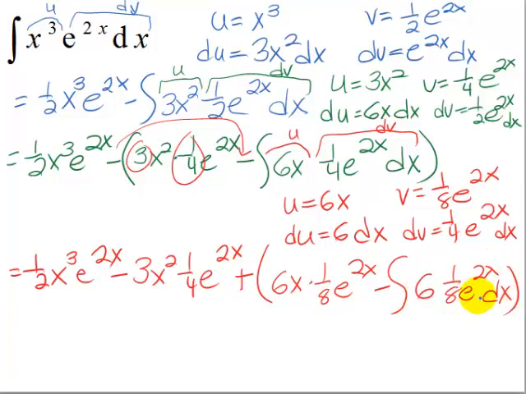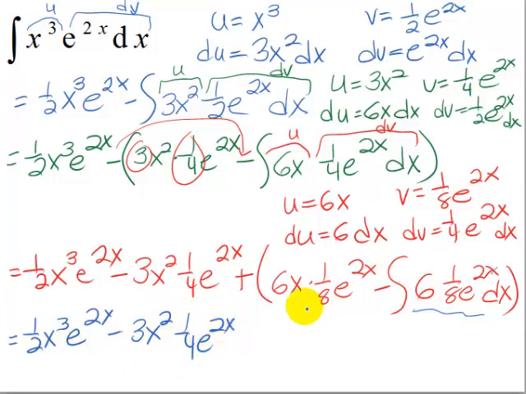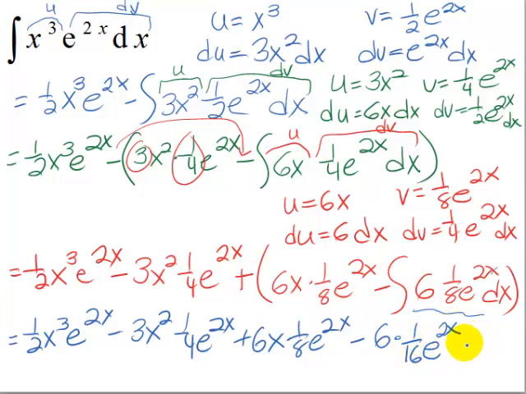And now we actually have this down to something that we can integrate here and finish our problem, and it's going to be 1/2 x cubed e to the 2x minus, here we have 3x squared times 1/4 e to the 2x, and here we have plus 6x times 1/8 e to the 2x, and then we have minus 6 times, if we integrate here, this is going to become 1/16 e to the 2x plus a constant. Now this is our answer.